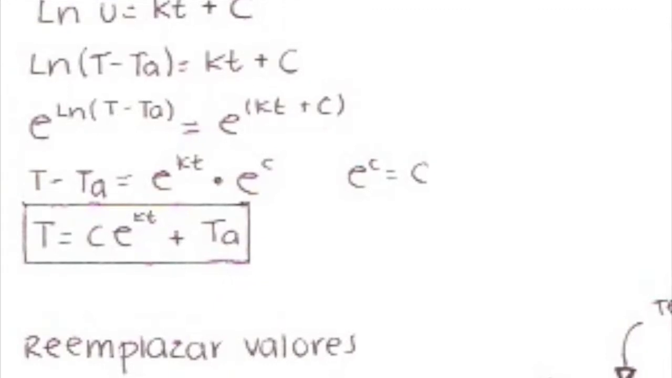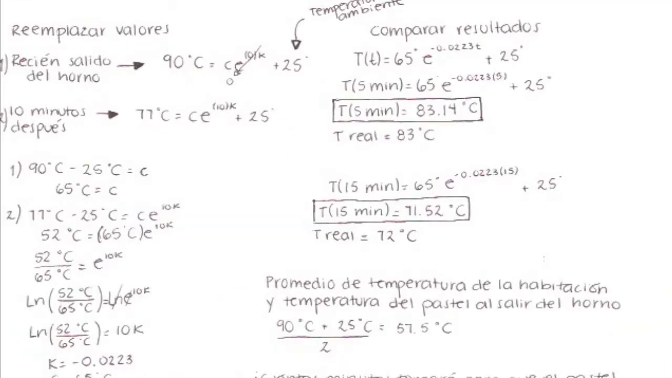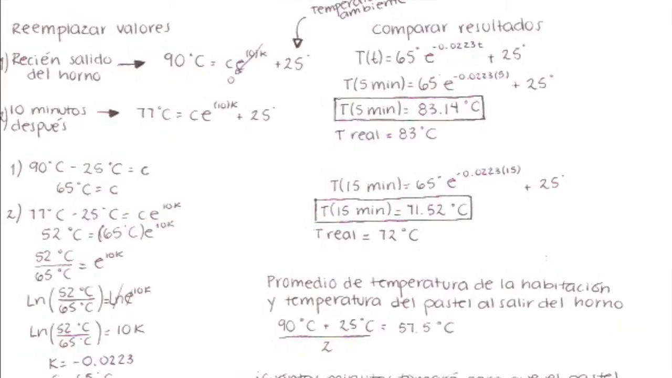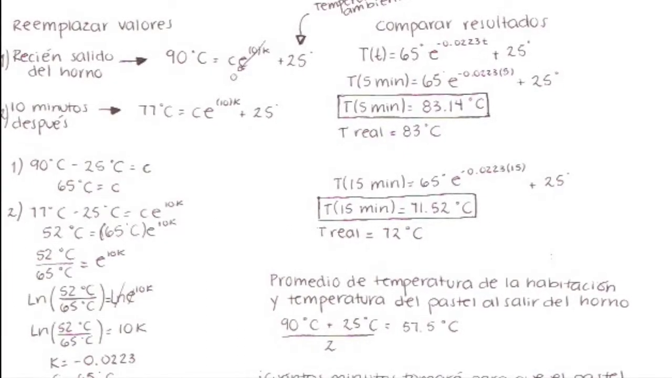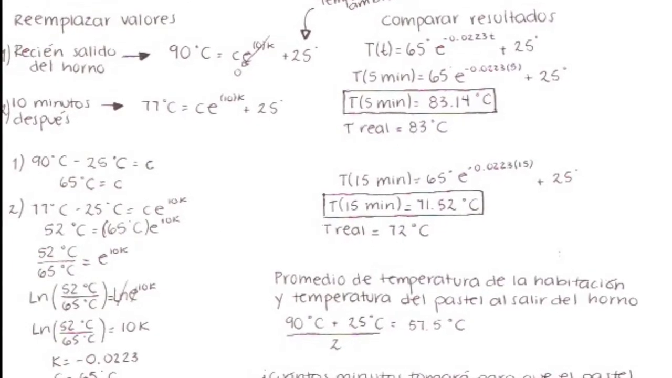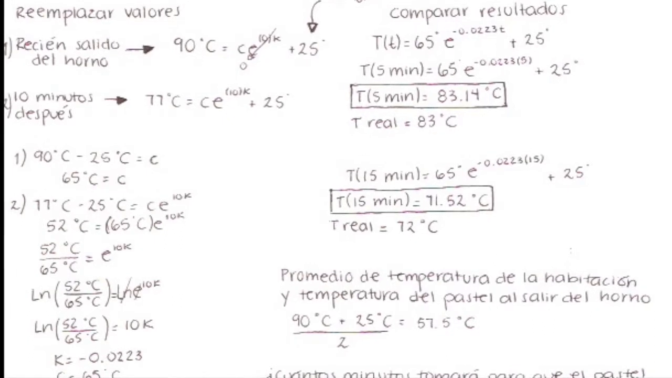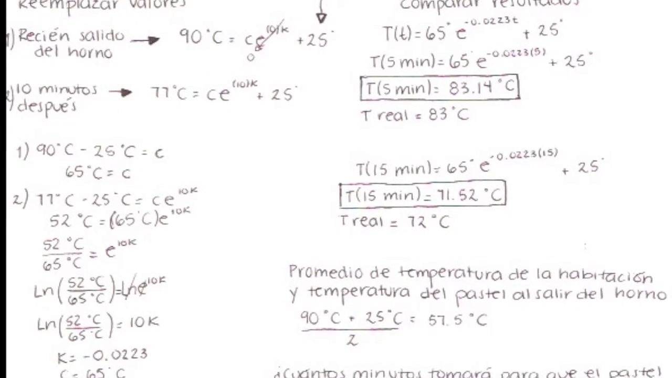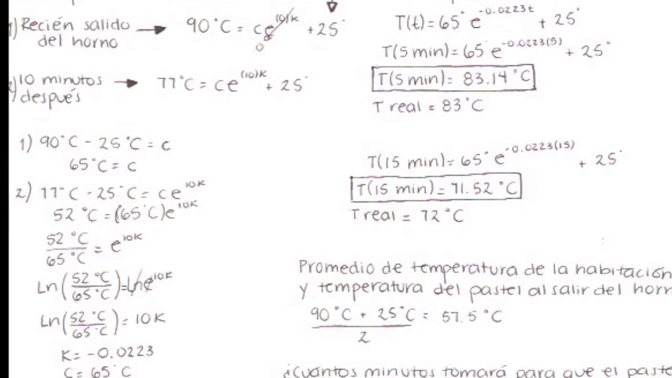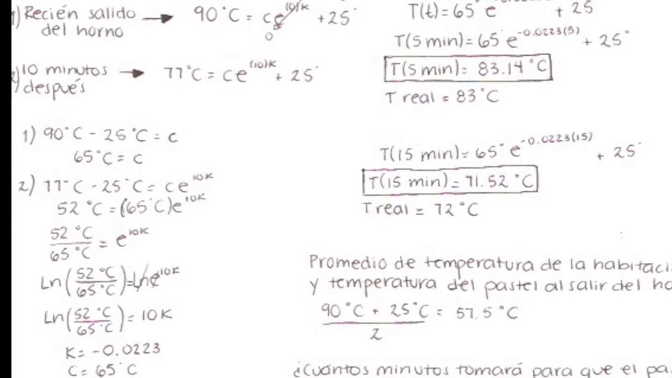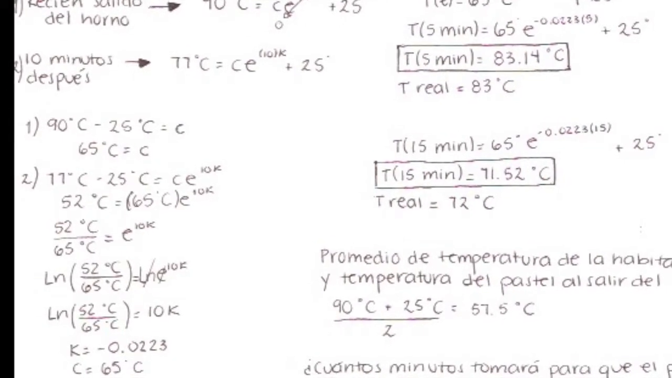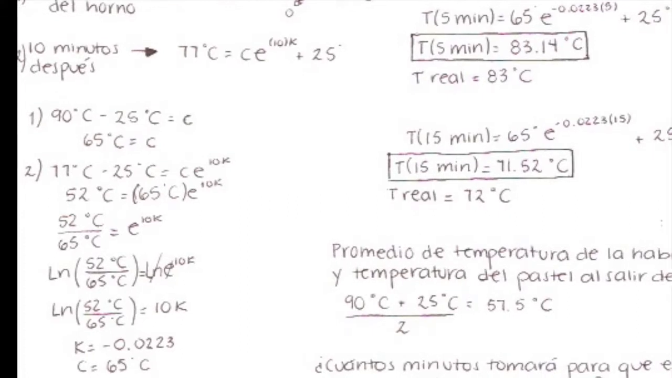With the equation we got, we replace the capital T with the temperature of the cake when it just left the oven, replace lowercase t with the time, and replace Ta with the room temperature. Since the exponential to the 0 is equal to 1, we move 25 Celsius to the left side and subtract it from 90 Celsius. The result is C equals 65 Celsius.